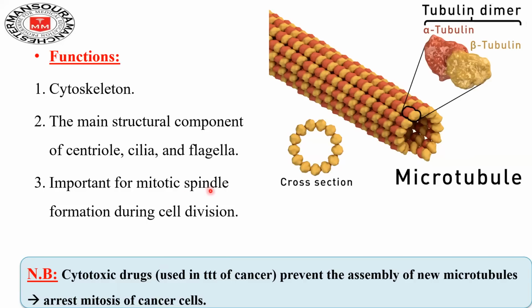So here, a clinical application for the microtubules is that there is a group of drugs, which we call cytotoxic drugs, used for treatment of cancer. Why are they used? Because they prevent the assembly or formation of microtubules, so they prevent the formation of the mitotic spindle. So at the end, they stop the cell division, controlling the division of cancer cells. This is regarding the microtubules.